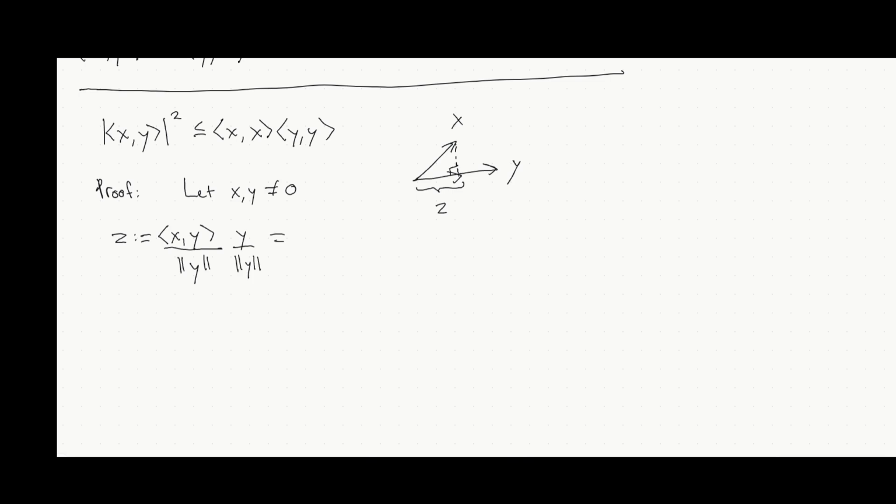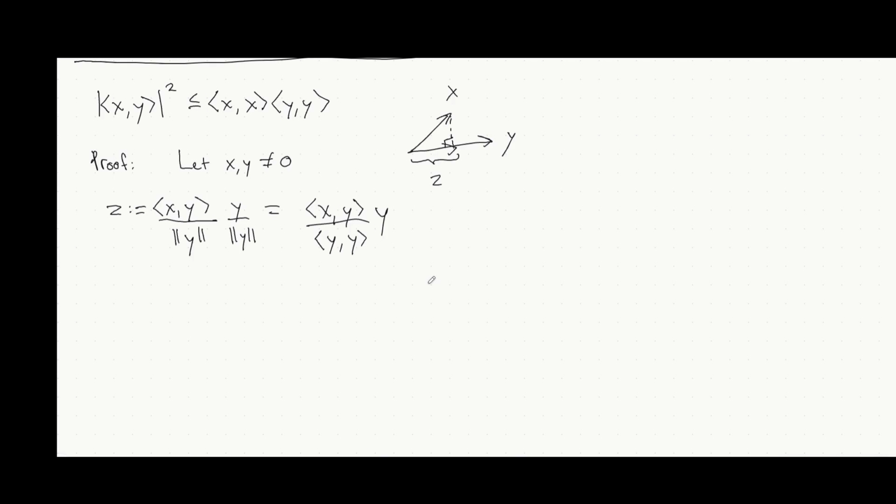But we know that the norm squared is just the inner product with itself, so we can write y inner product y on the bottom. And you might recognize this as the formula we would use for the dot product to get the projection.